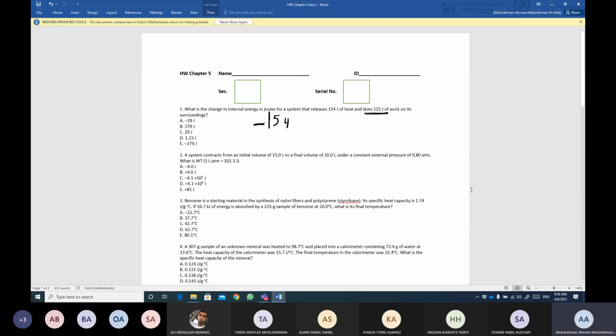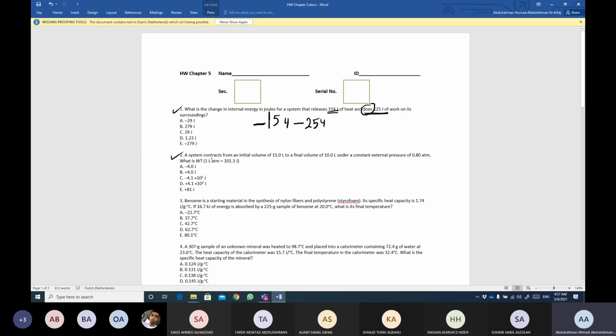All right. What's the change in internal energy in joules of a system that does, or release, or sorry, release. This means it's minus 154. And does, what does it mean? Is it positive or negative? Negative. It must be negative because the system is doing work on the surroundings. So the answer is just add these two numbers. Clear? Good. That's number one.